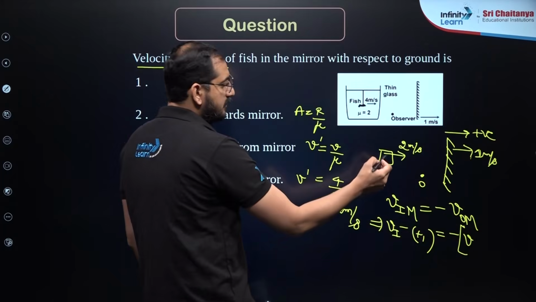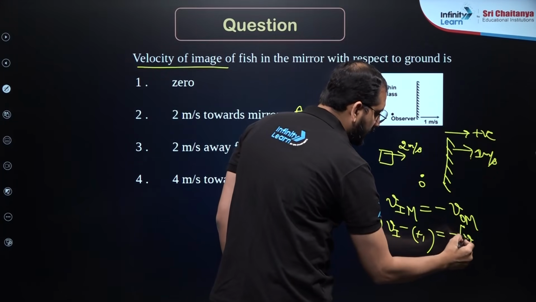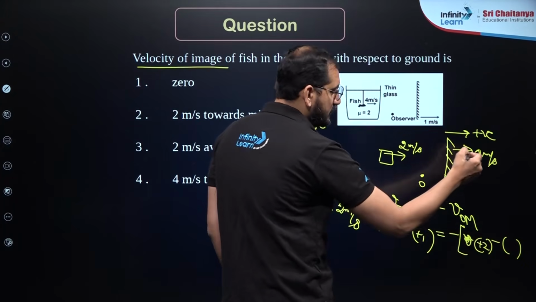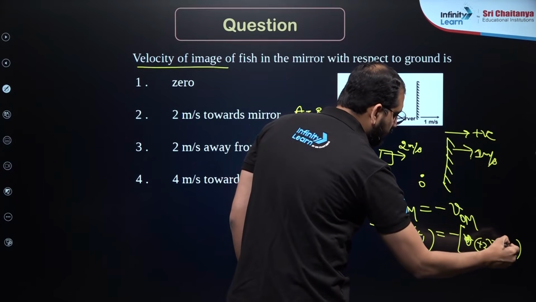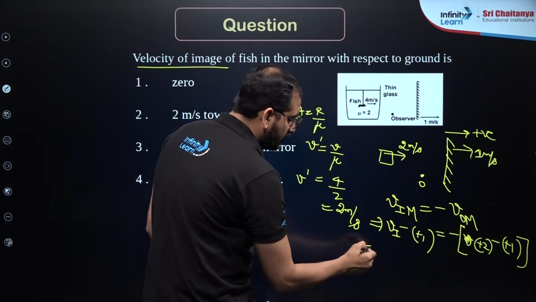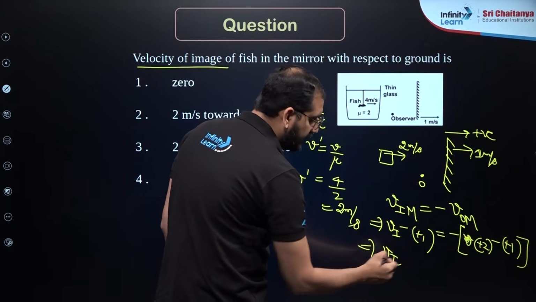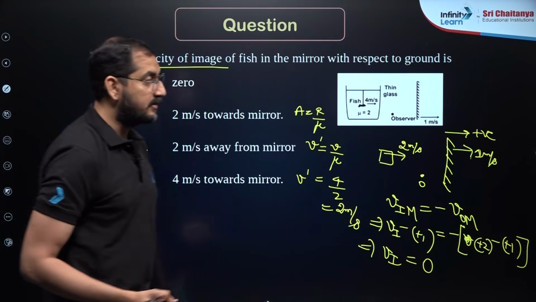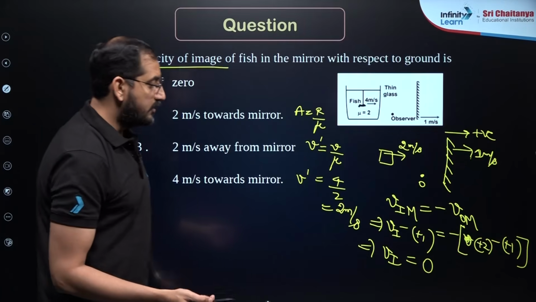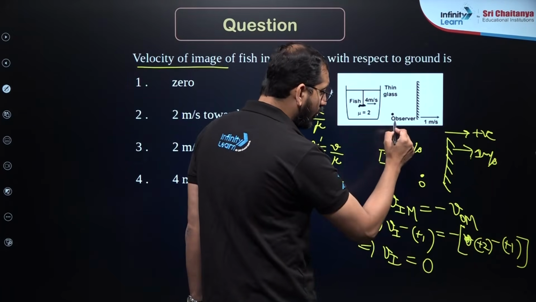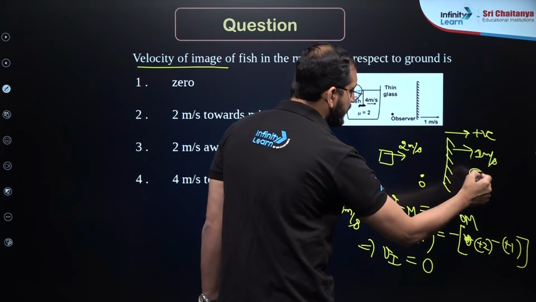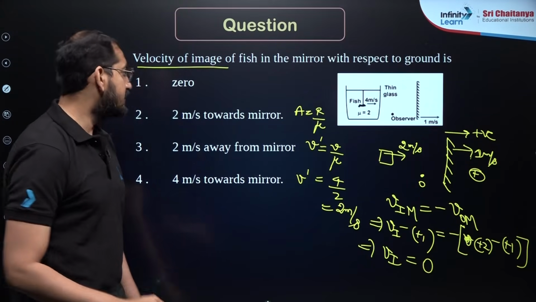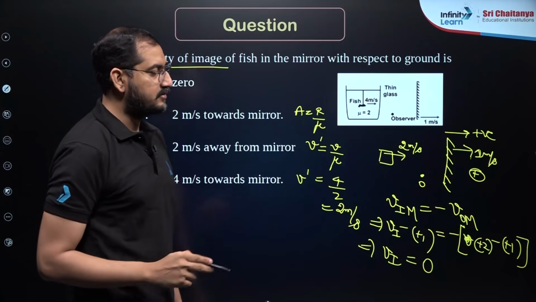Velocity of the object is plus 2 I need to put here. So let's put velocity object as plus 2. And then the speed of the mirror again I need to put as plus 1 over here. So from this I can get my answer as, hey, I'm getting 0 as my answer, right? It means that the observer is going to see that fish is standing still. The image of that fish in the mirror is standing still. That's what mathematics is telling us. Option 1 is our correct answer.